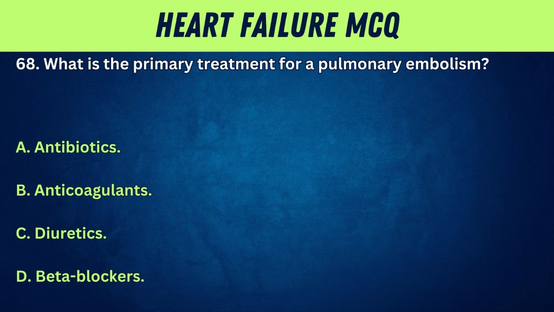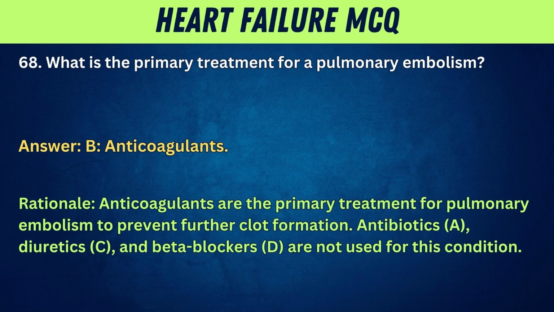68. What is the primary treatment for a pulmonary embolism? A, antibiotics. B, anticoagulants. C, diuretics. D, beta blockers. Answer: B, anticoagulants. Rationale: anticoagulants are the primary treatment for pulmonary embolism to prevent further clot formation. Antibiotics, A, diuretics, C, and beta blockers, D, are not used for this condition.